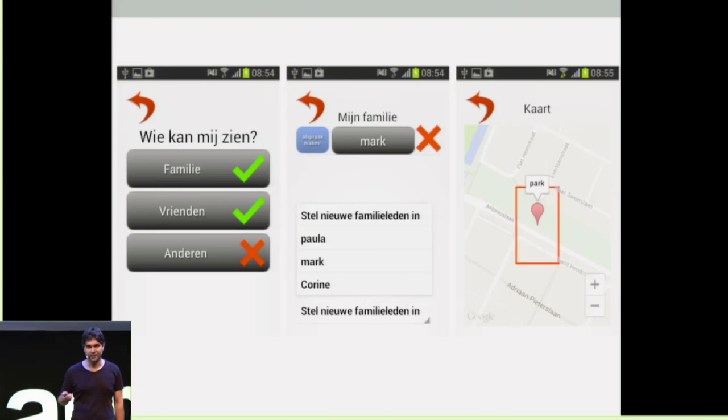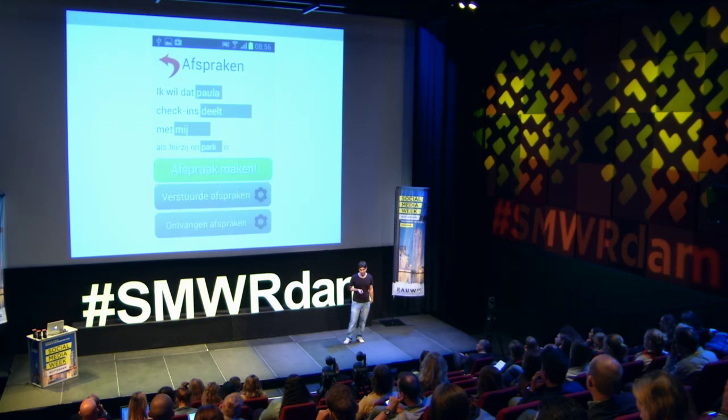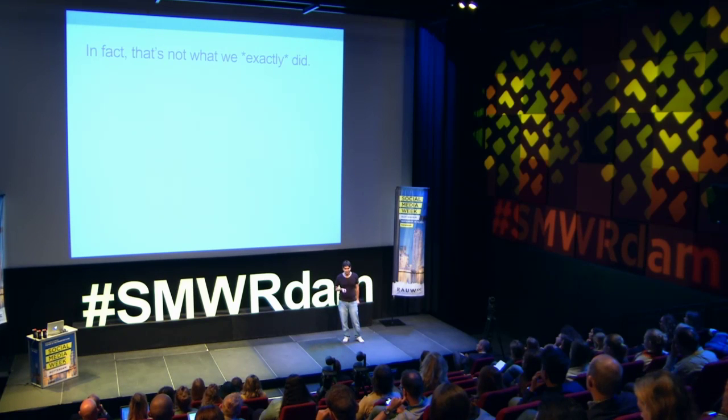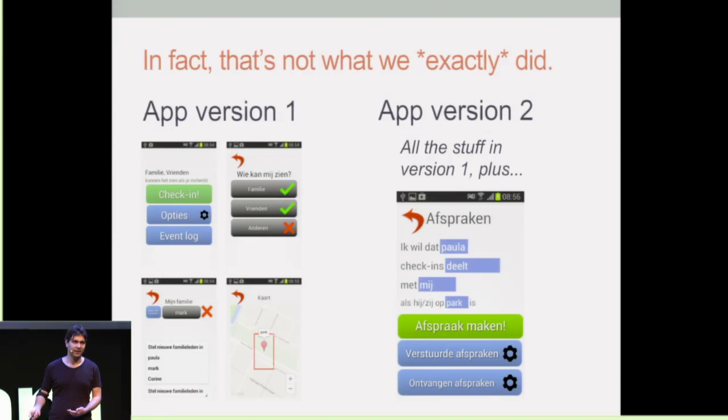So now, what if we take the agreement syntax that we found to be easy, and we put it inside the actual application? And that's what we did. We translated this syntax and put it inside this app so that people can actually use it. Well, actually, that's not exactly what we did. We created two versions. The first one had all the stuff that I just showed you. The second one had all the stuff in the first one plus the agreement syntax. The reason for that is that you're introducing a new effect, and you want to see how it is going to change the behavior of the user.